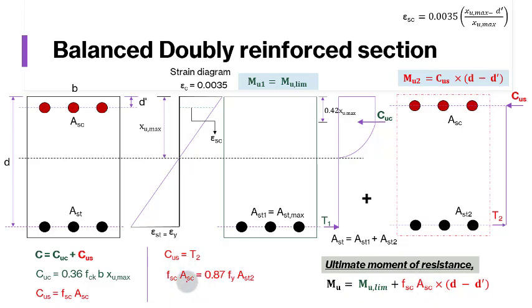Now if I substitute over here, we can compute AST2. So here you can see you will be able to compute total tension steel as well as total compression steel for a doubly reinforced section which is in a balanced condition.